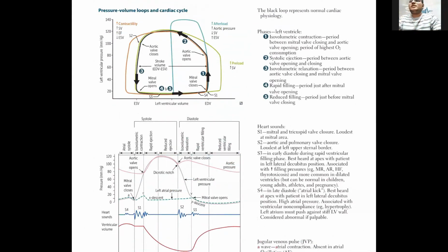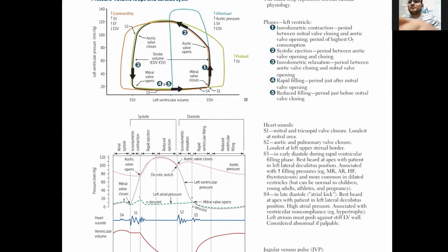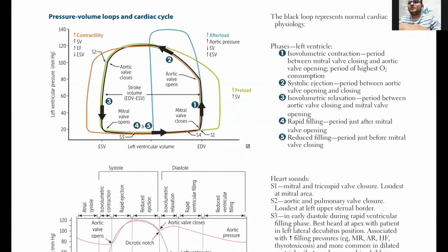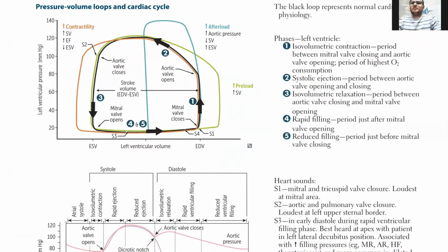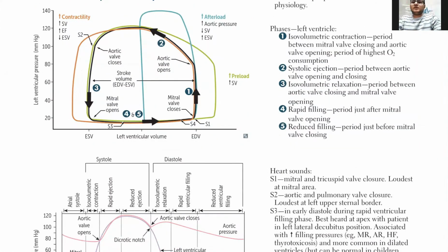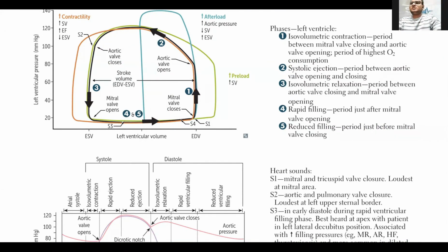Next is the pressure-volume loops and the cardiac cycle. First of all, we will discuss what the different phases in the cardiac cycle are, what the changes are when the valve opens, and what the changes are when the valve is closed. So first of all, we will discuss the different phases in a cardiac cycle.